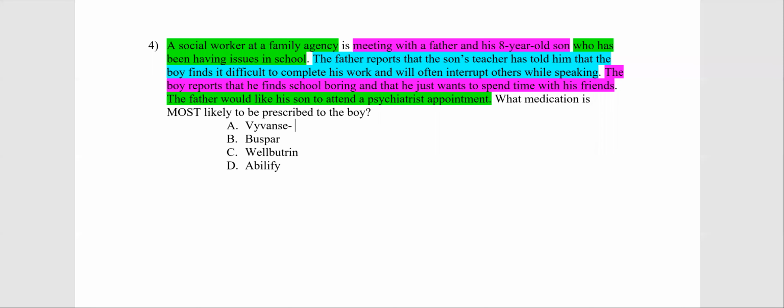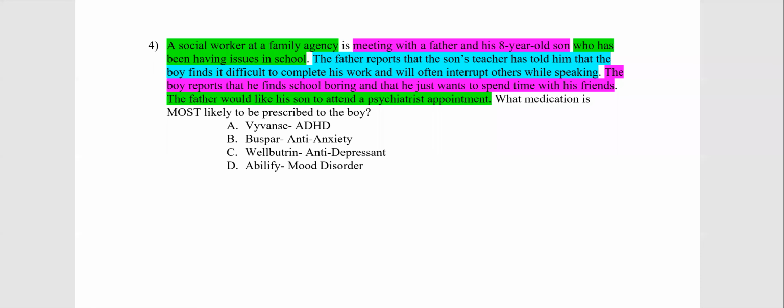So let's break down each of these meds and then go from there. So Vyvanse is an ADHD medication. And then Buspar is going to be an anti-anxiety. Wellbutrin helps someone feel well, so we're looking at an antidepressant. And Abilify, it changes someone's ability to feel good, so we're looking at a mood disorder or mood stabilizer.